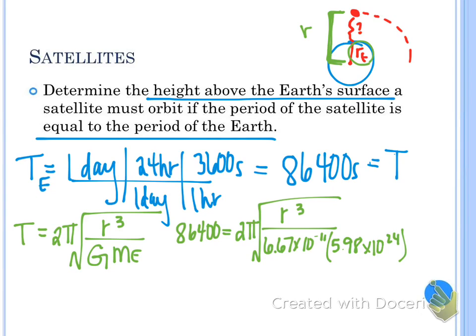Alright, so if you want to try this on your own, go ahead and hit pause and try to plug that into your calculator. I'll give the answer here and then we'll work through the algebra. So for my distance above the Earth's surface, I got a value of 3.6 times 10 to the 7th meters. That's my distance above the Earth's surface.